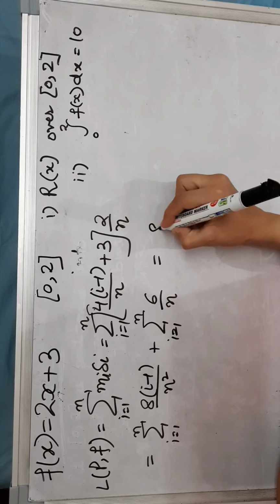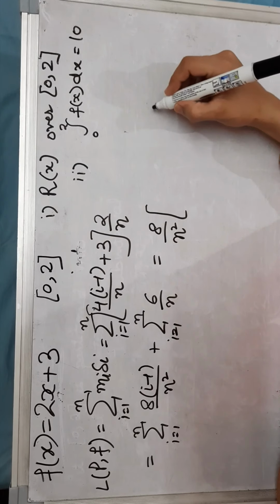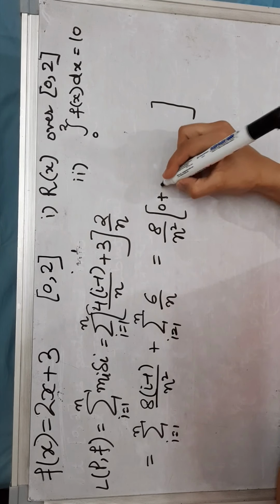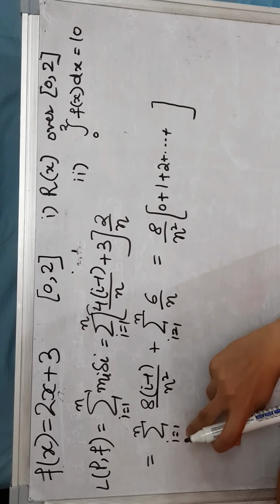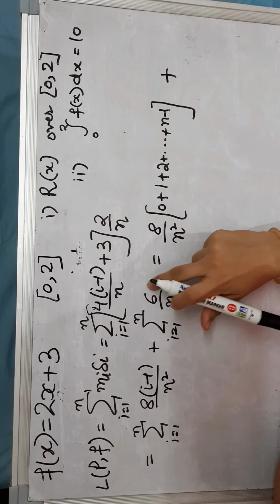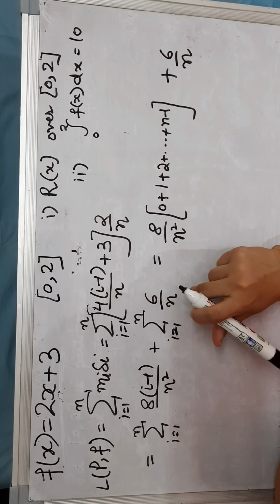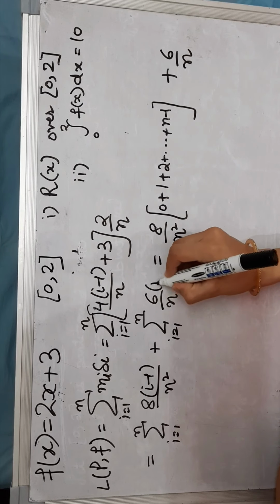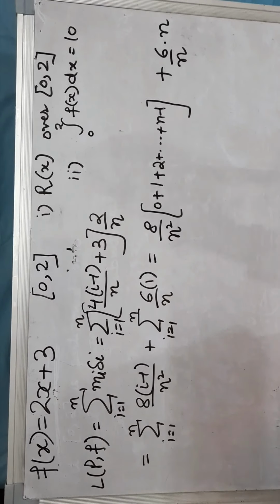Now 8 by n square is not going to change as I varies. So we'll look at this I minus 1, how it changes. When I is 1 this would be 0. When I is 2 this would be 1. When I is 3 this would be 2. Up to when I is n this would be n minus 1. Plus now 6 by n is not going to change as I varies. These are independent of I. So summation of 1 remains here. Summation of 1 as I varies from 1 to n, that would be n.